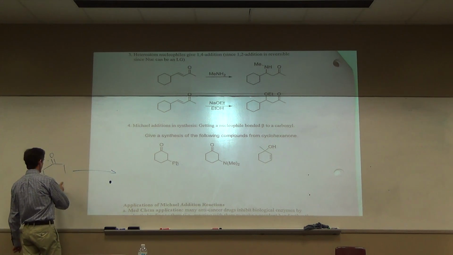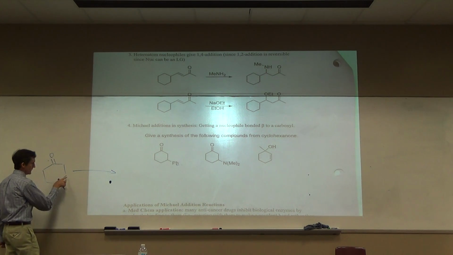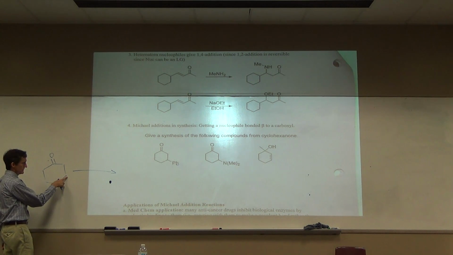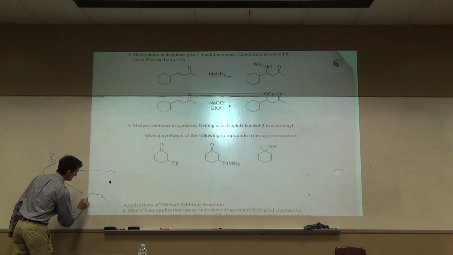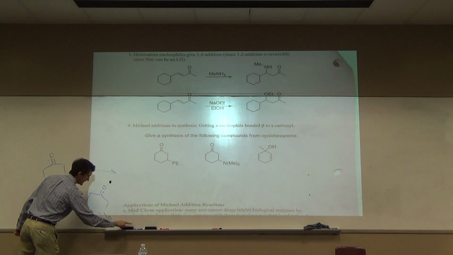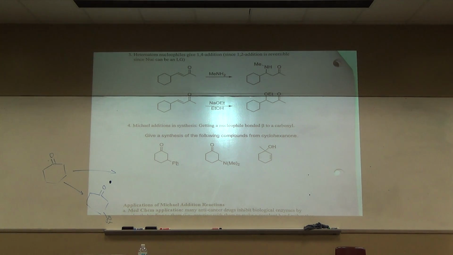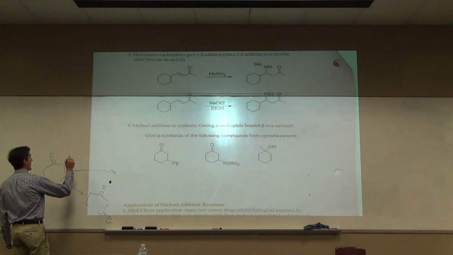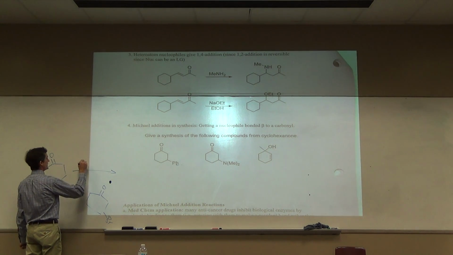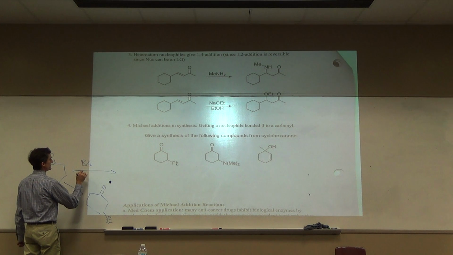We need a leaving group here. We want to convert this to something like this, get a leaving group there, and then we can come in with an amine and do an SN2, kick that off. How are you going to put a bromine there? Can't. You ain't going to do it. That's right. But we can react this with maybe bromine and maybe acetic acid.